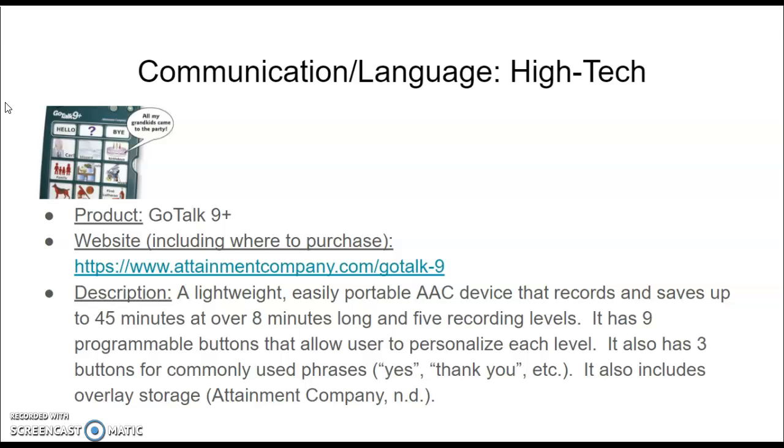We also have a communication high tech example. Specifically, we have the GoTalk 9 Plus. It is included. The website I included is a place that sells it. The company is called the Attainment Company, and it gives information and you can purchase it there.